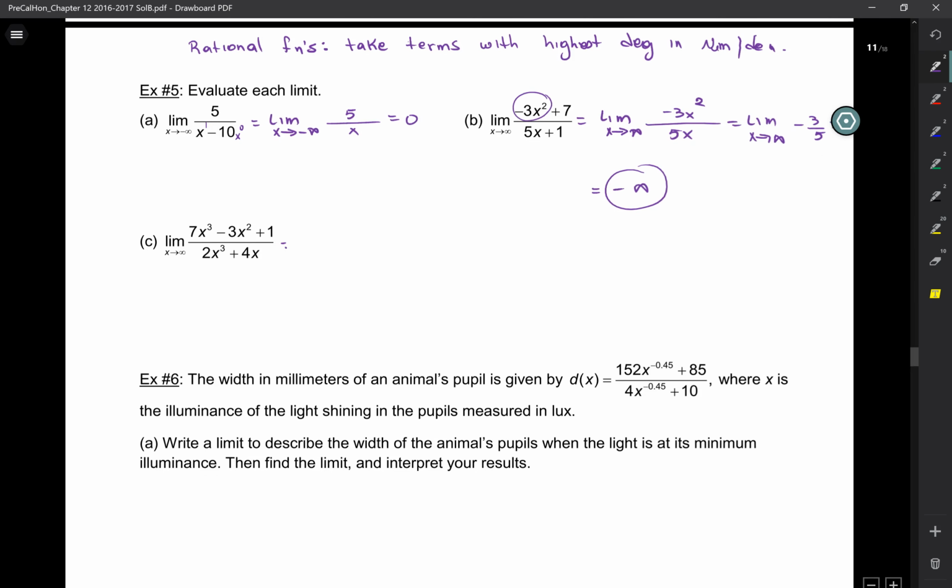All right. What about here? Limit of 7x cubed over 2x cubed. What is this? That's it, 7 over 2.